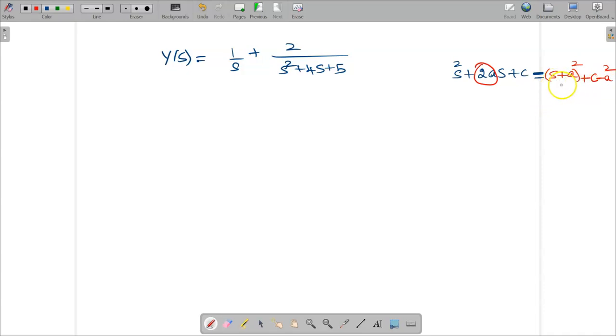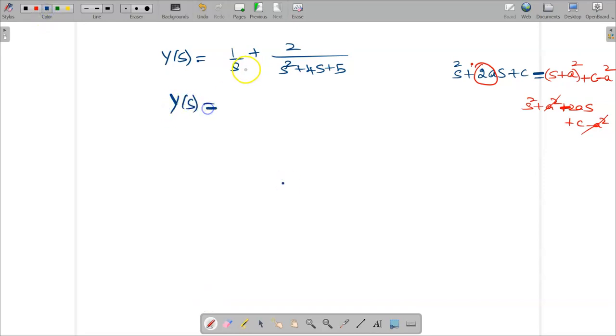When you expand this, you will be getting this. For example, here it is s square plus 2as plus a square, plus c minus a square. So a square and minus a square get cancelled, and you are getting s square plus 2as plus c. So I can write it in this format. Whatever s coefficient you divide by 2, 2a by 2 is nothing but a, so you are writing it as (s plus a) the whole square, plus c. And whatever you have within the braces, that constant you have to square and subtract from the c.